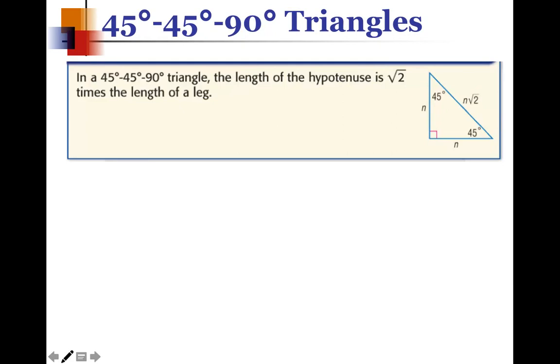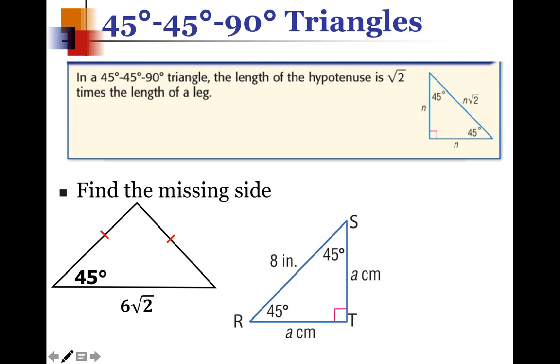So in a 45, 45, 90 triangle, the length of the hypotenuse is root 2 times the length of a leg, and the legs are congruent to each other. So if we want to find the missing side for these, this first one, well, 6 root 2, right? If I say this is x and this is x, so x root 2 would be equal to 6 root 2. Divide by root 2. We're going to get that that side length is just equal to 6. So this is 6 and this is 6.